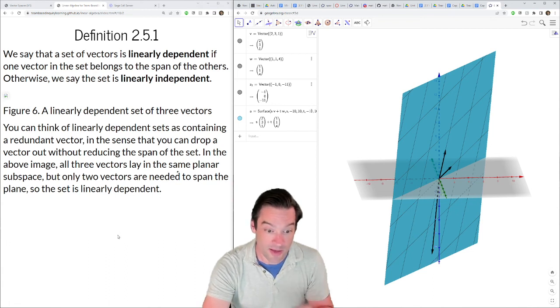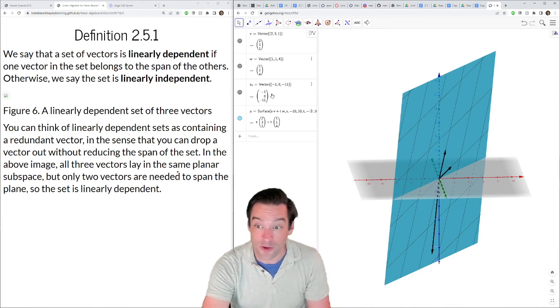So linearly dependent means that there is redundancy, right? That I don't need my third vector in order to span what the first and the second vector can already span, right?